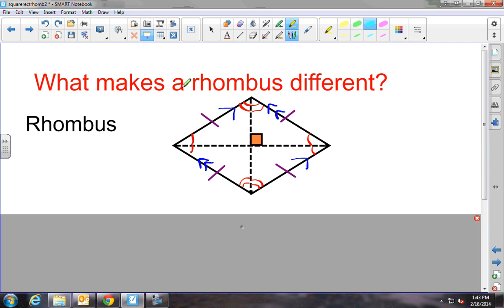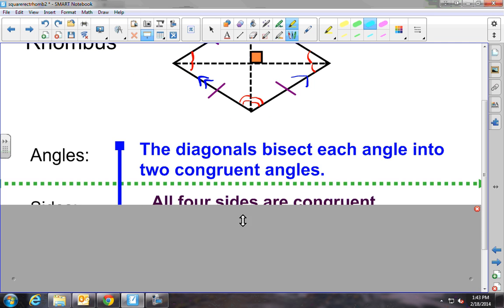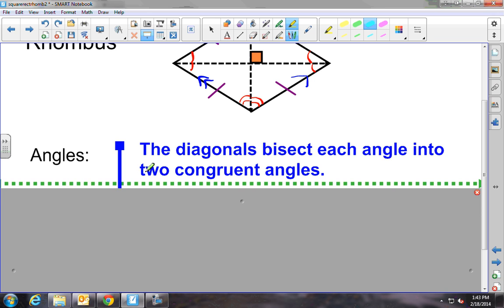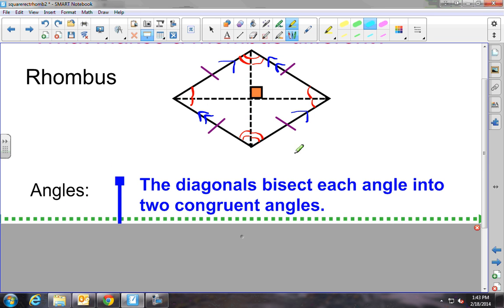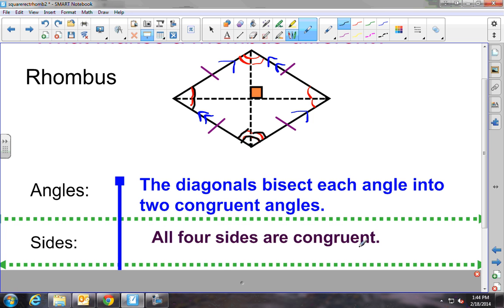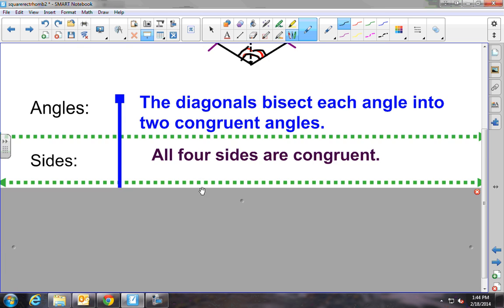So let's look at what makes a rhombus different. The differences are here. First of all, the angles. The diagonals actually bisect each angle into two congruent angles. So this angle right here is congruent to this angle right here. And same thing here, here, and all the way around. Next, all four sides are congruent. That's why you see these marks here, here, here, and here.